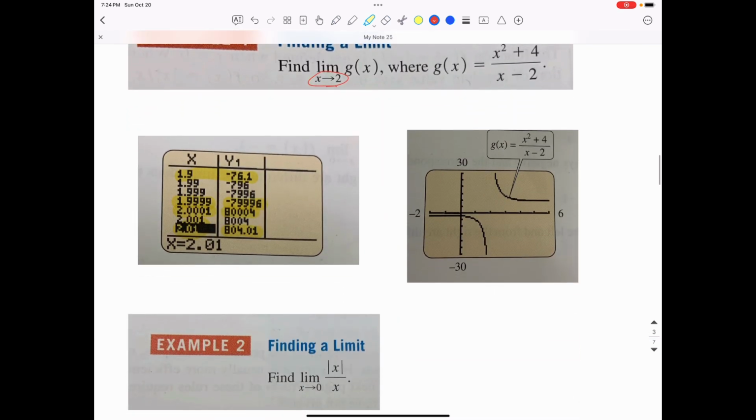So we can see from the graph that as we get closer on the left side, our answer keeps getting lower and lower and lower. And as we approach 2 from the right side, our answer keeps getting higher and higher and higher on this rational equation.